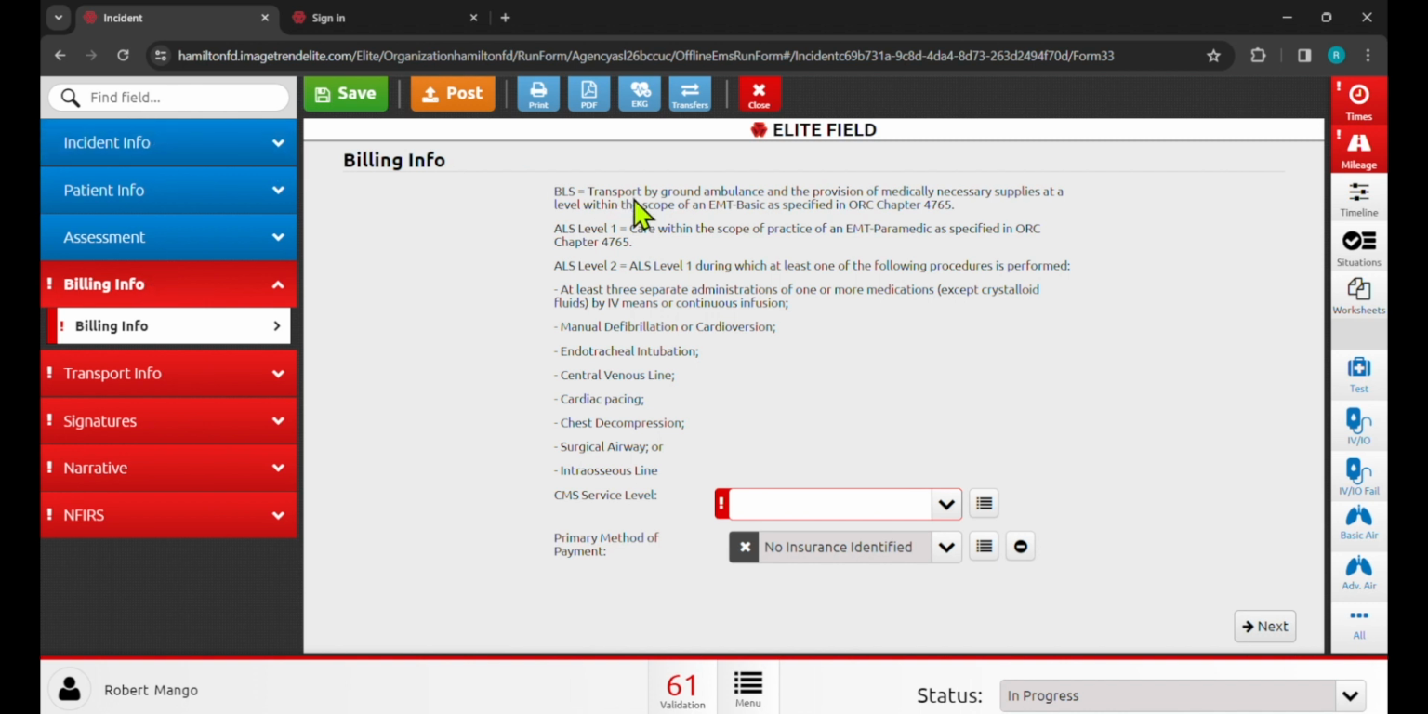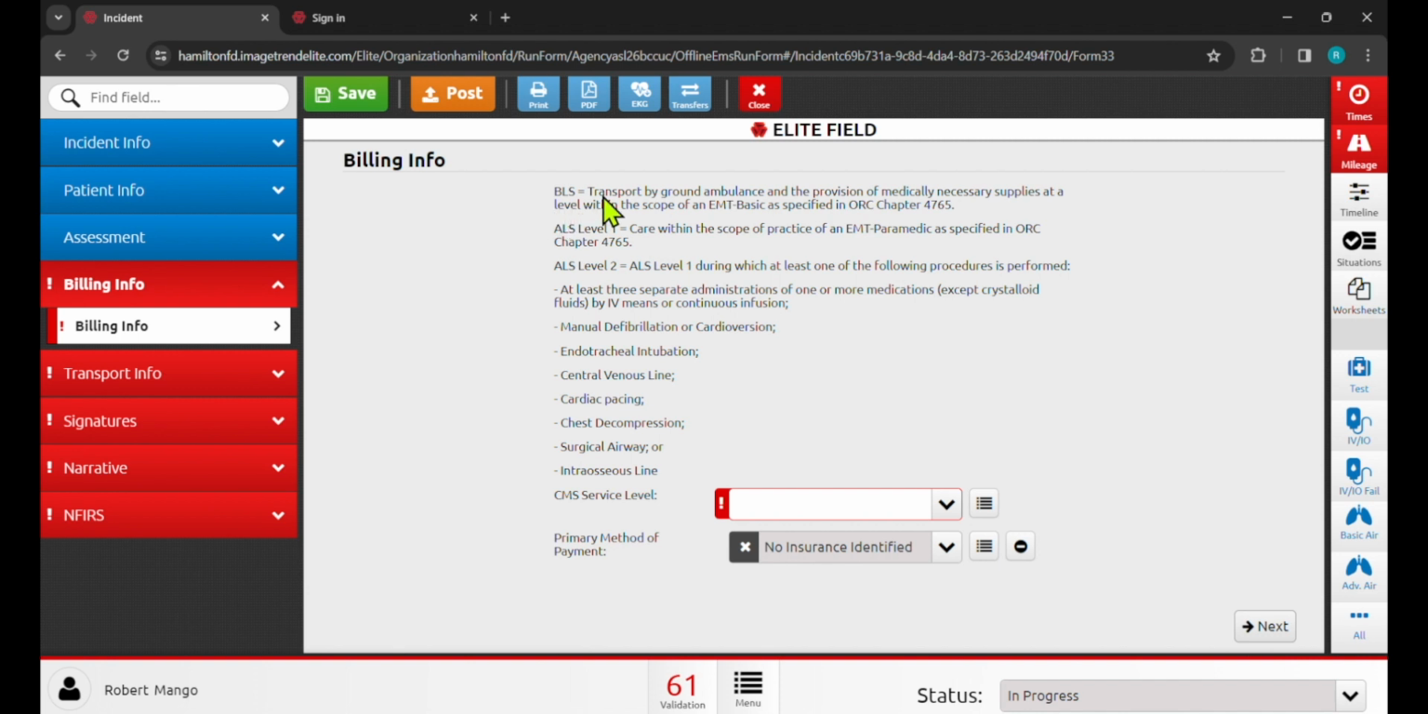So she has told me that they look at this specifically because they're doing everything they can to get us to a level 2 if they can appropriately, because ALS level 2 costs more than a level 1. So what are the differences here? You have BLS, ALS1, ALS2.